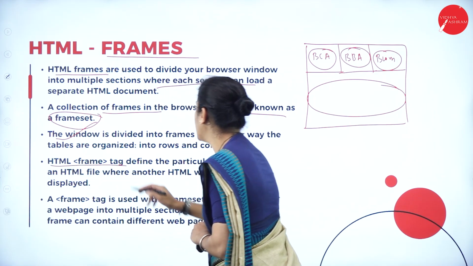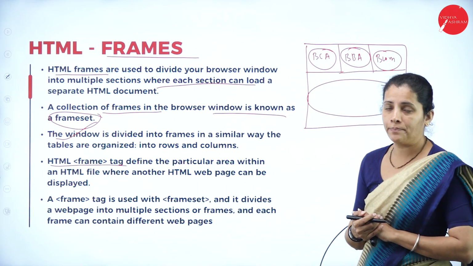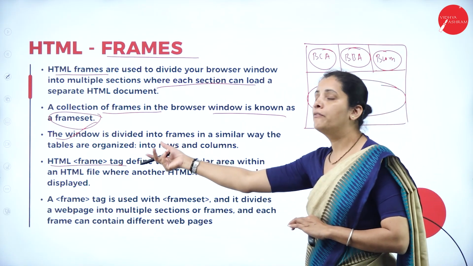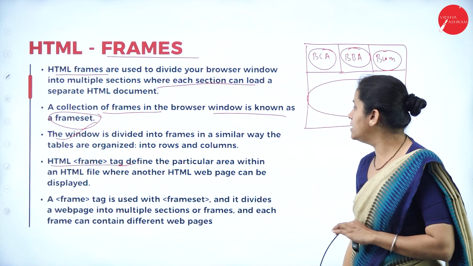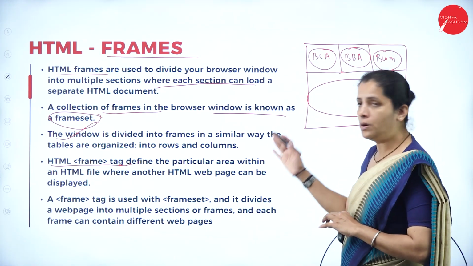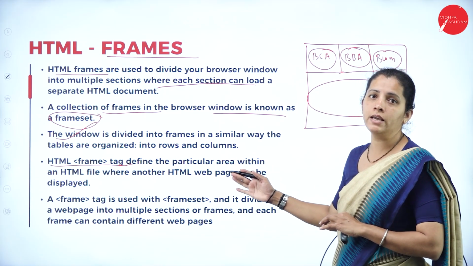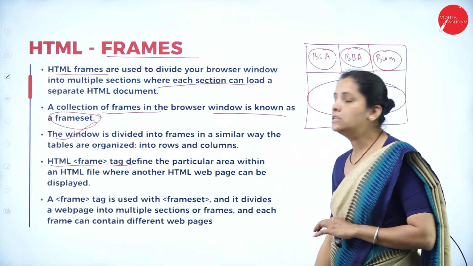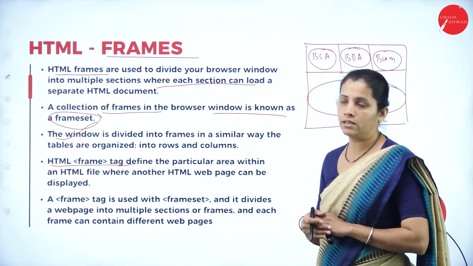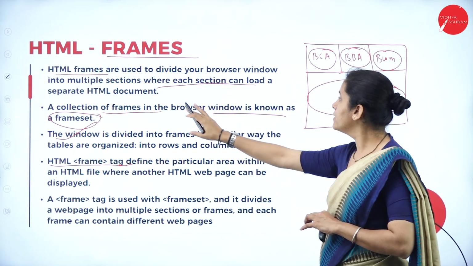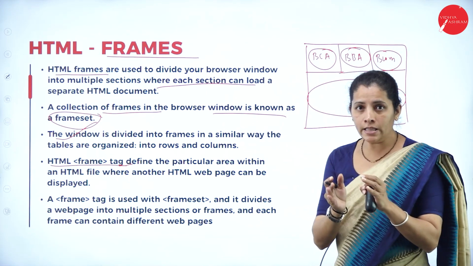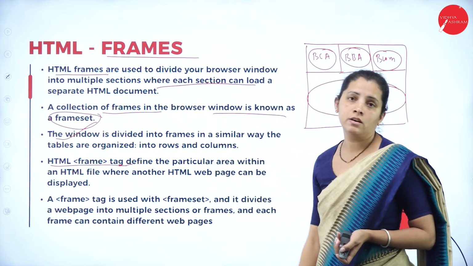Now, the HTML frame tag. To create frames, what tag am I going to use? That is nothing but the frame tag. The frame tag defines a particular area within an HTML file. Okay, fine. To create frames, I'm using the frame tag. Here we came to know what a frameset is. It's a collection of frames in the browser window.